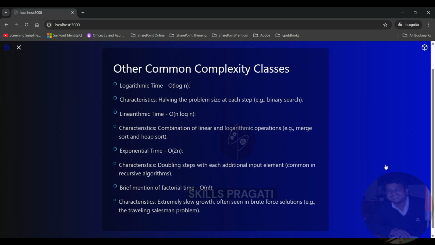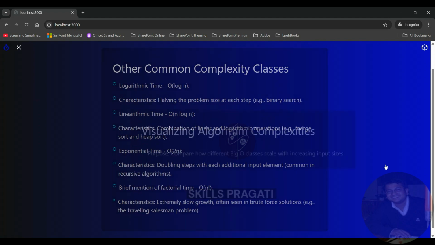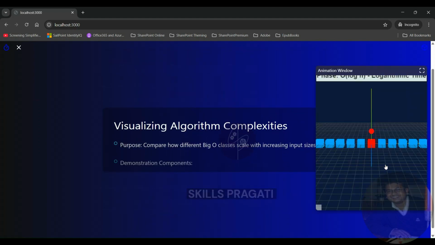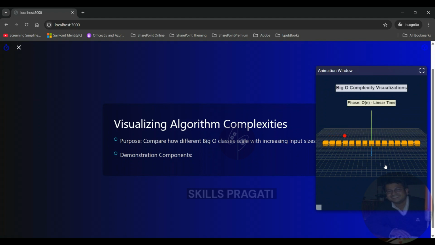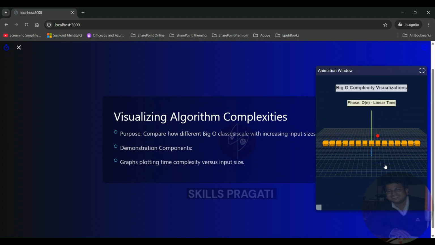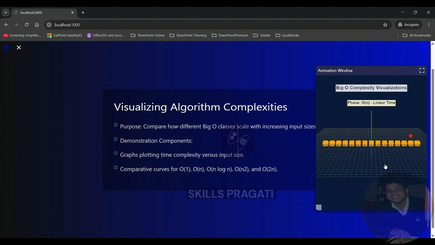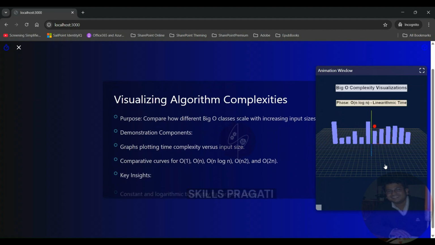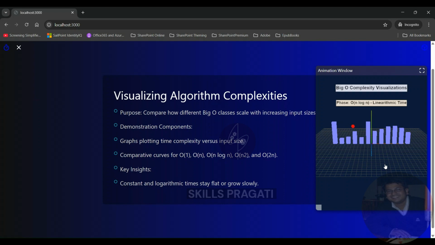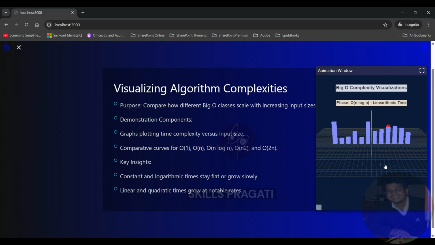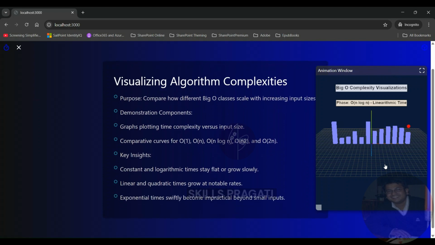In this section, we compare how different Big O classes scale with increasing input sizes. You'll see graphs that plot time complexity versus input size, with comparative curves for O(1), O(n log n), O(n squared), and O(2 to the power n). The key insight here is that while constant and logarithmic time complexities remain flat or grow very slowly, linear and quadratic complexities increase at more noticeable rates, and exponential complexities become impractical with even modest increases in input size.